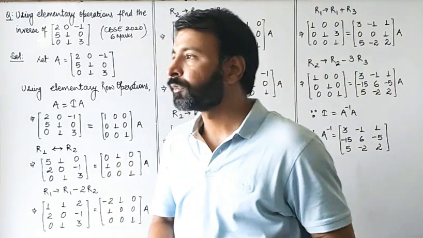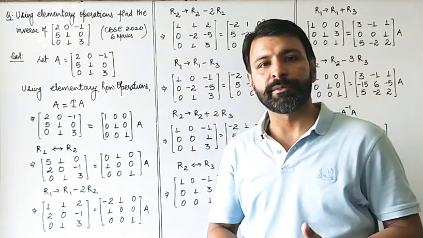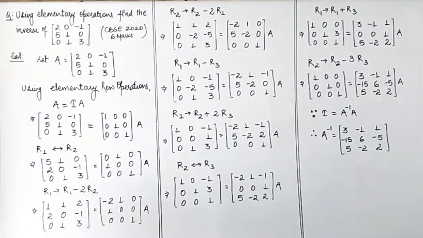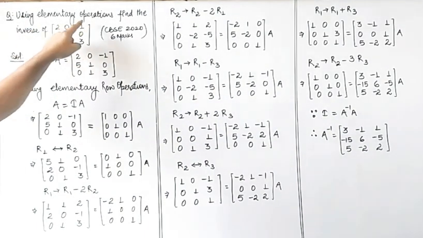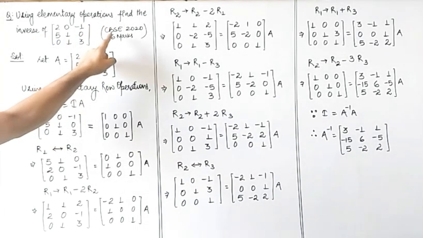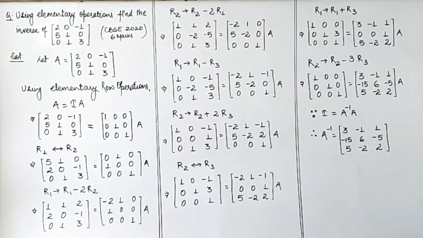नमस्कार बच्चों। तो लास्ट क्लास में हम लोगों ने देखा कि एलिमेंट्री रो ऑपरेशंस और एलिमेंट्री कॉलम ऑपरेशंस क्या होते हैं। आज हम लोग इस पे क्वेश्चन करने वाले हैं। Using elementary operations, find the inverse of this matrix. This is a CBSE 2026 marks question.